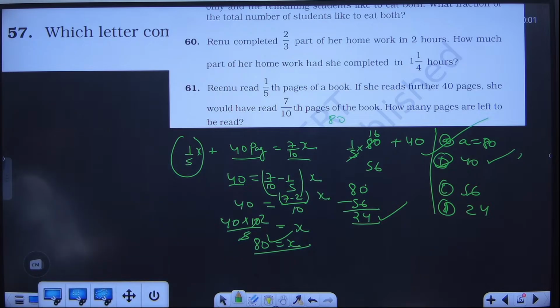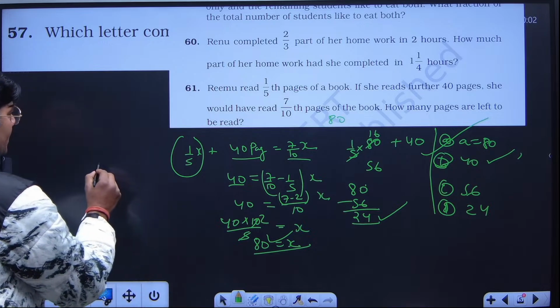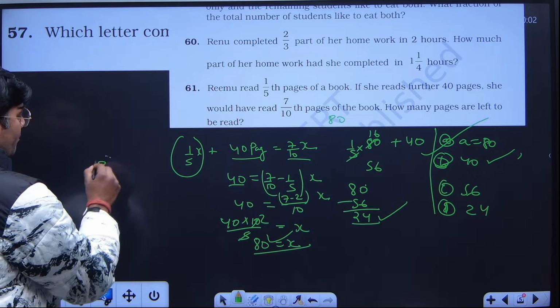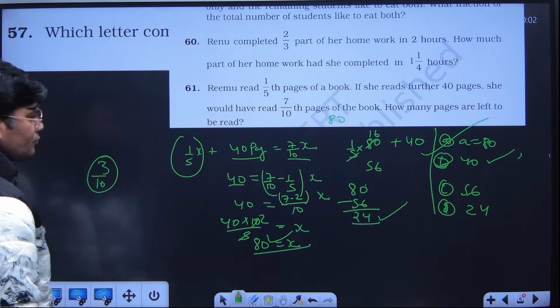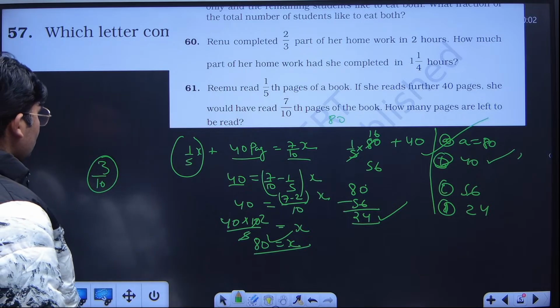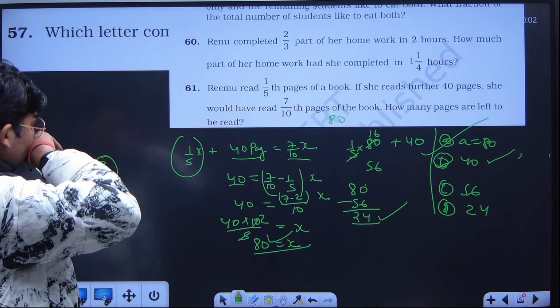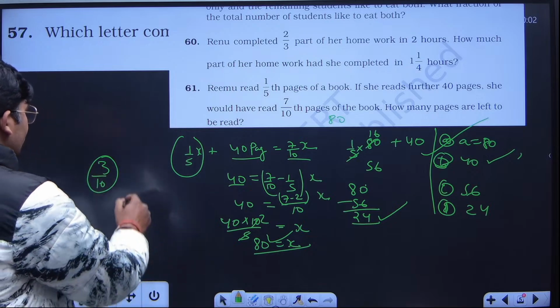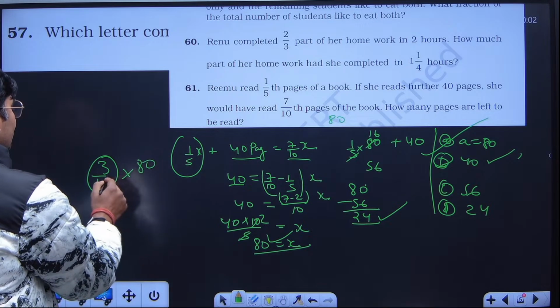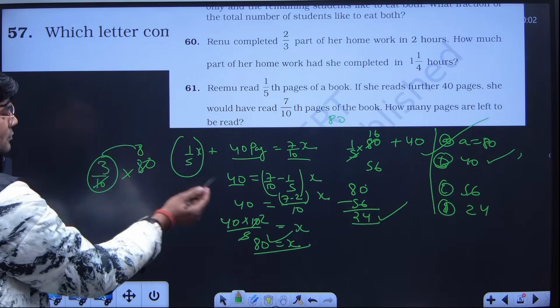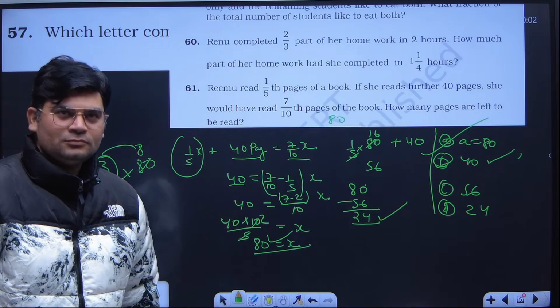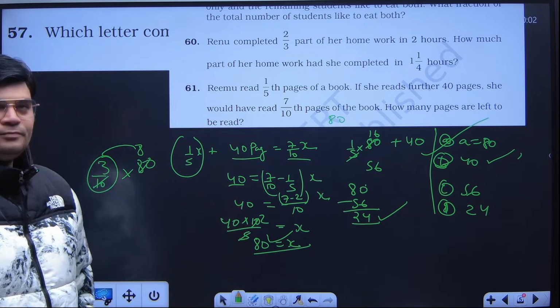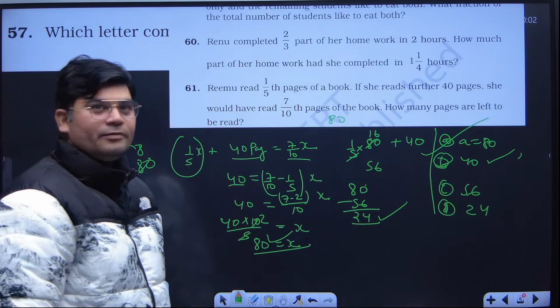Instead of that, can't we just do 3 by 10 of 80 instead of doing 1 by 5 of 80 plus 40? How will you get 3 by 10? Because 7 by 10 is read, so you can just do 3 by 10 of 80, which would be the same answer. 24. Yes, you can calculate that way as well. Then also 24 will come. Good point. Good observation. Well done.